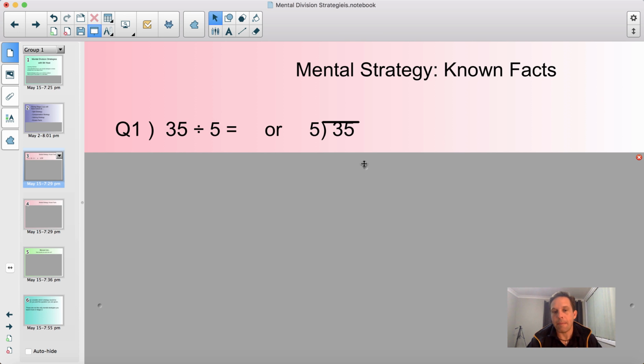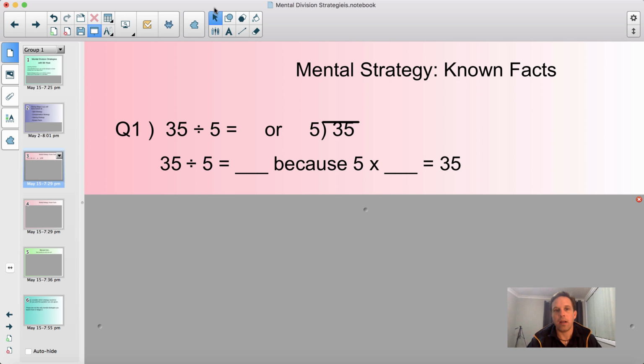So therefore that means, and I'll change this to a pen, that means 35 divided by 5 is 7 because 5 times 7 equals 35. Let's look at our next question.